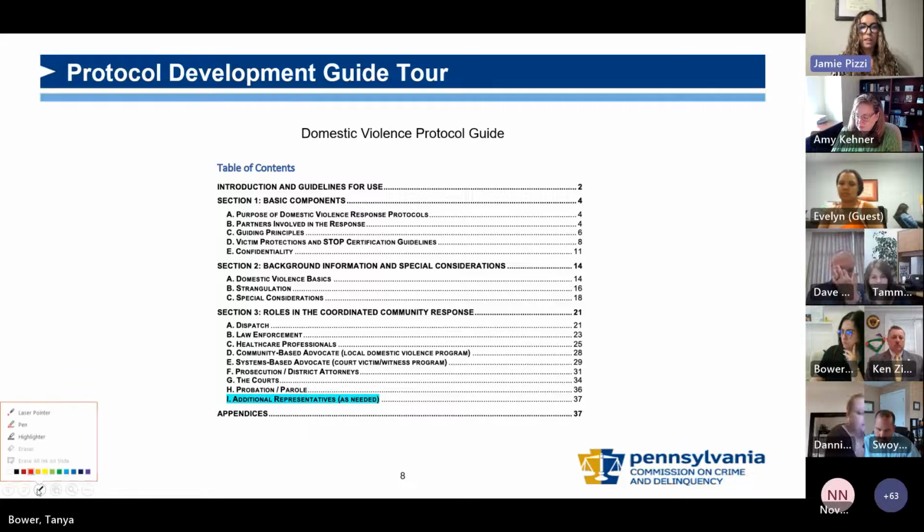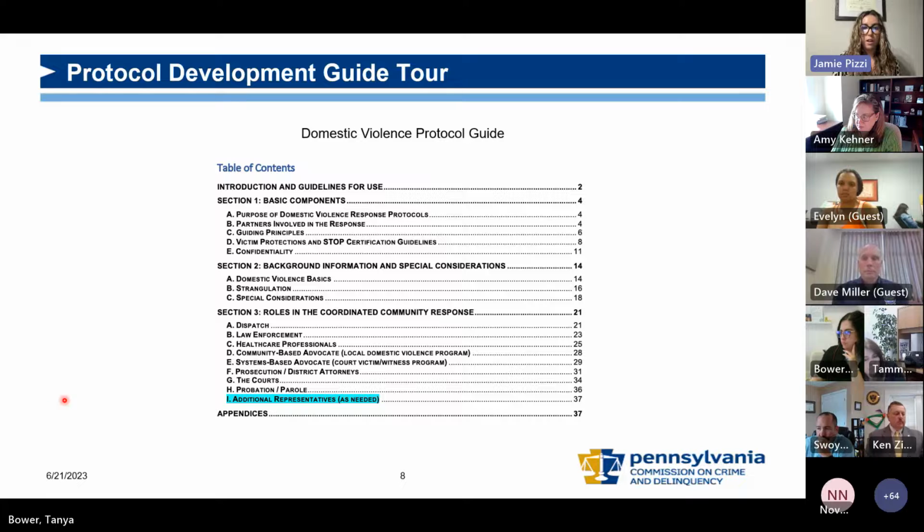First, I wanted to quickly highlight what each protocol guide contains. Here we have the table of contents for the Domestic Violence Protocol Guide. You can see the subject matter the protocol guide covers, including the basic tenets of the coordinated community response, background information about domestic violence victimization, as well as each role in the coordinated community response.